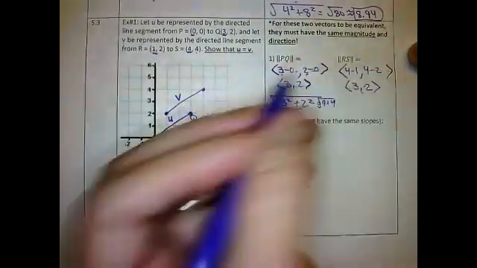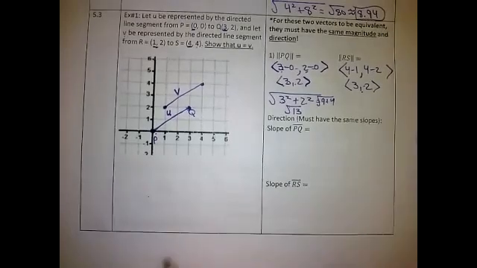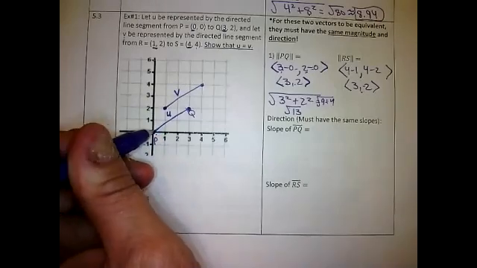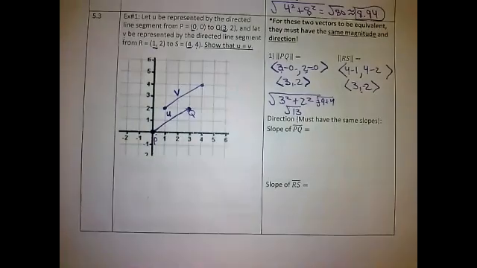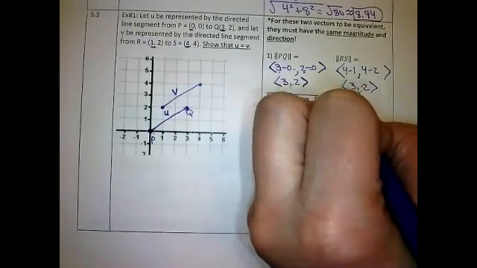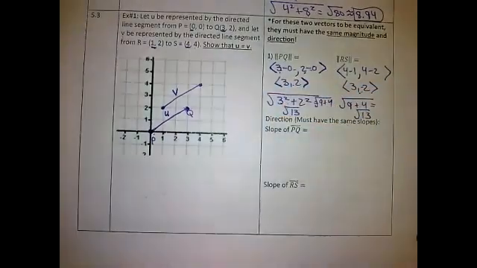You notice that these are both the same thing, 3, 2. What that means is if I were to start both of these at 0, 0, I would wind up at the point 3, 2 for both of them. So if I plug this in, it's the exact same: the square root of 9 plus 4, which is the square root of 13. So now we know that our magnitude is the same.